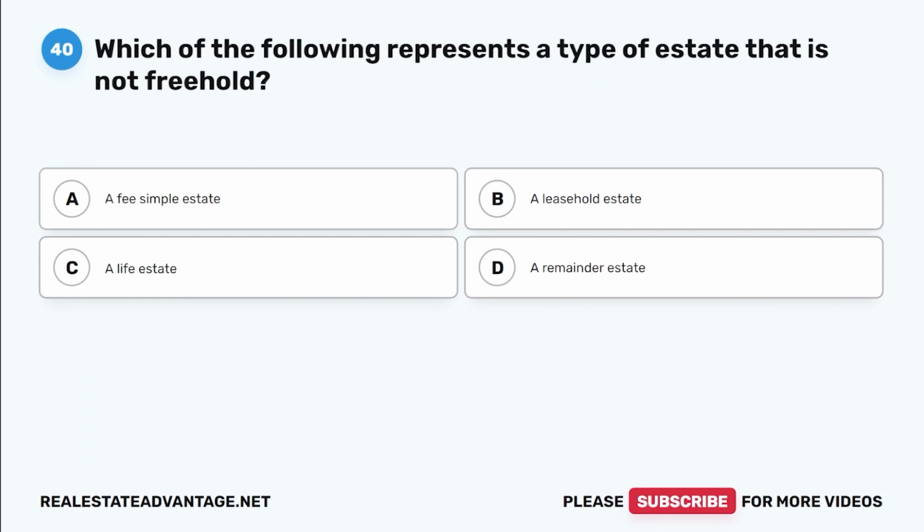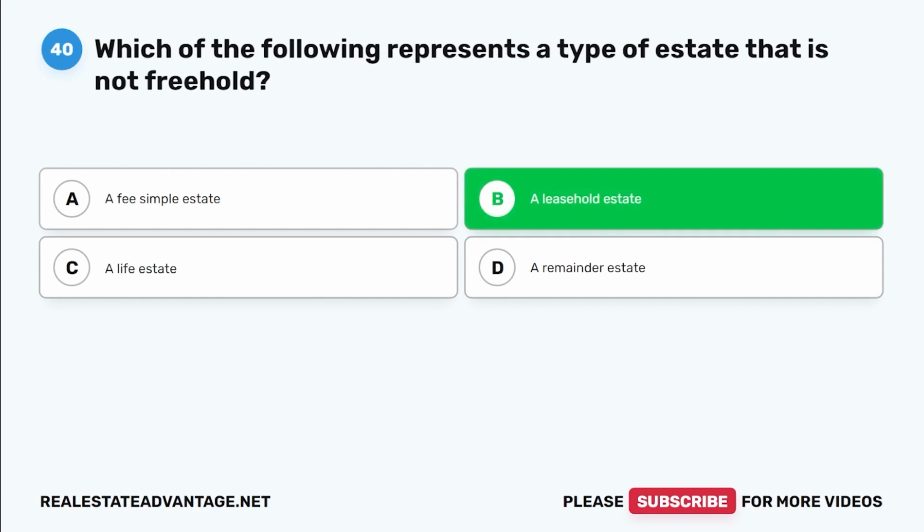Question 40. Which of the following represents a type of estate that is not freehold? A. A fee simple estate. B. A leasehold estate. C. A life estate. D. A remainder estate. Correct answer, B. A leasehold estate.